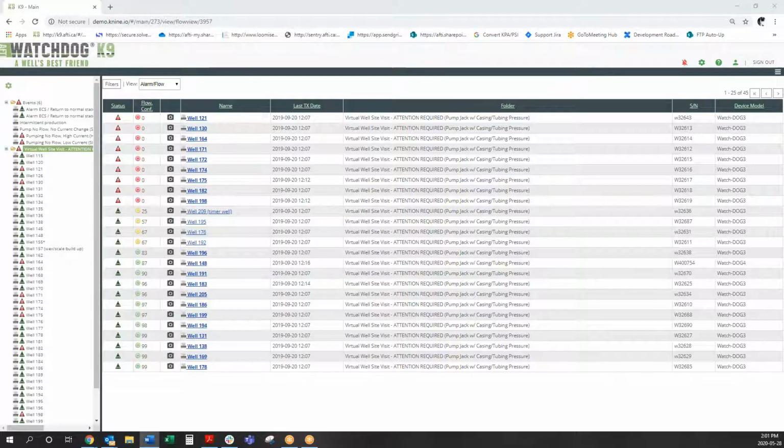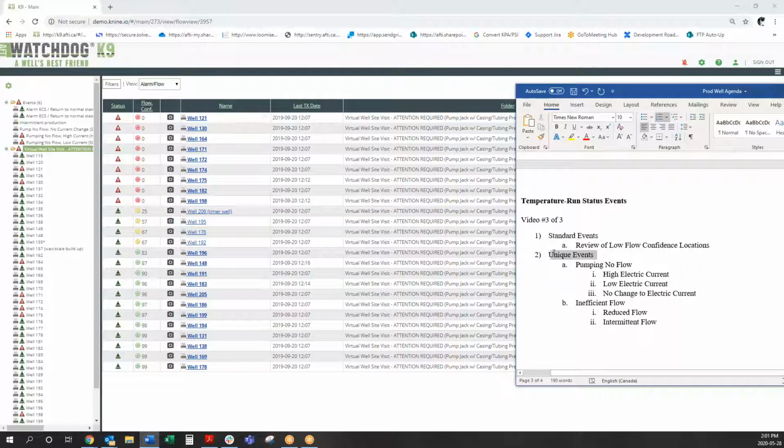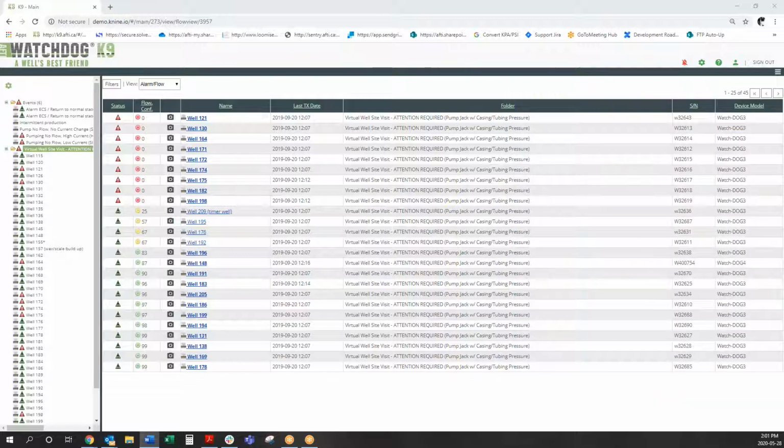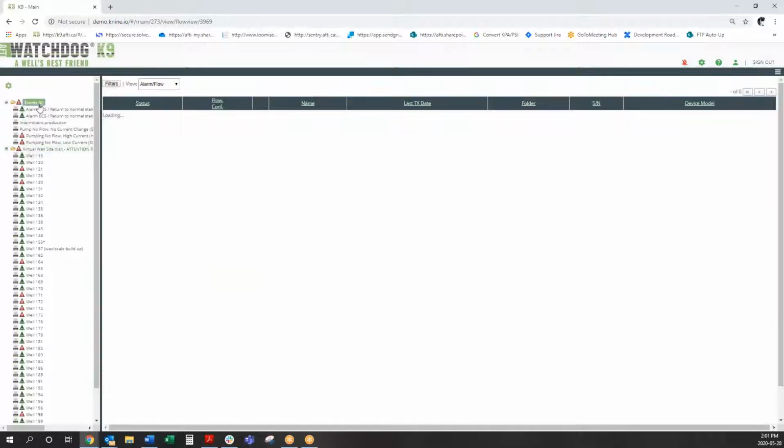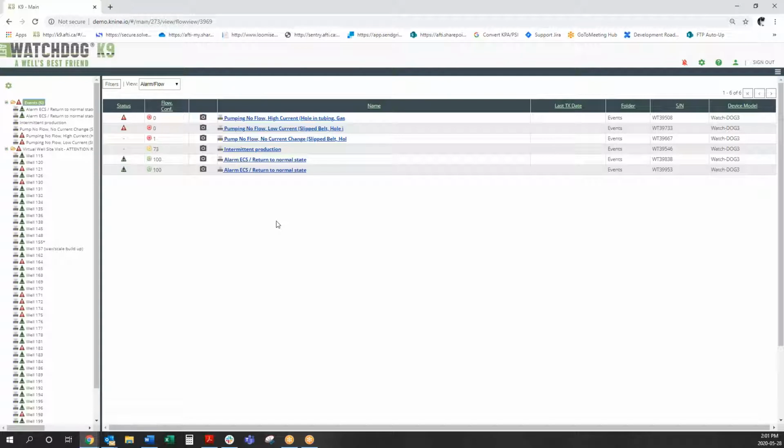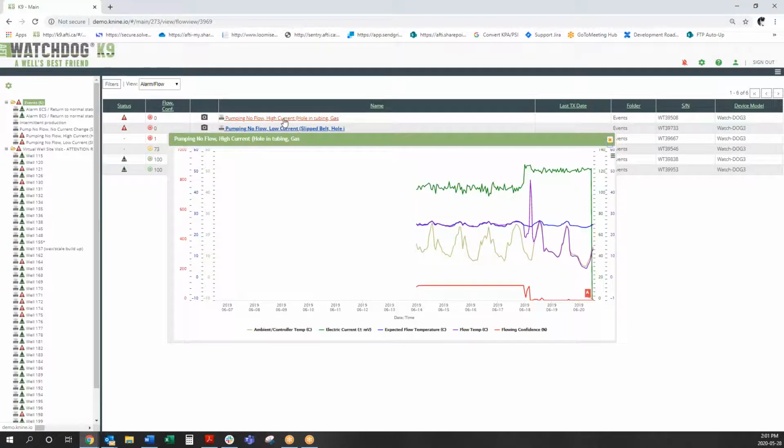Let's look back at the agenda here. We're going to check out some unique events, and this focuses on how electric current and flow temperature give us a full picture. So we're going to go here. Okay, so first I'm going to look at the high electric current.